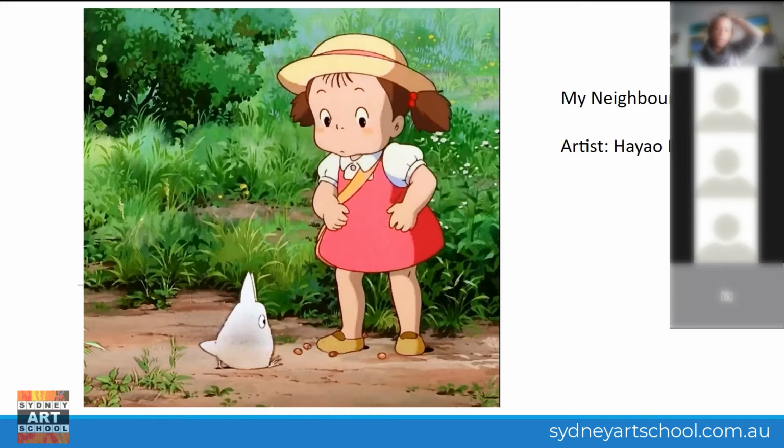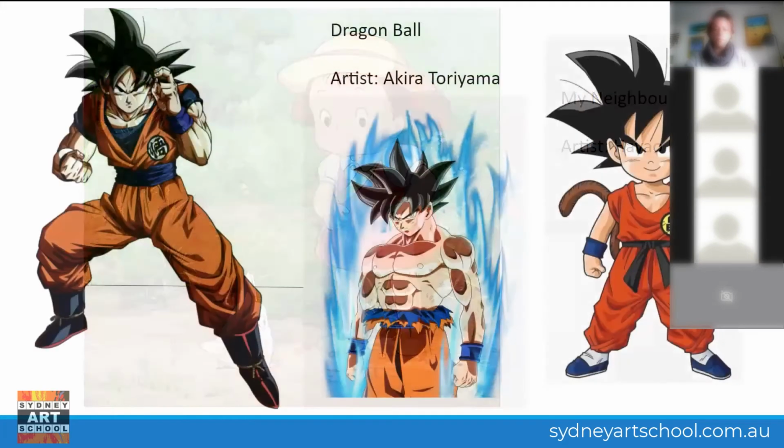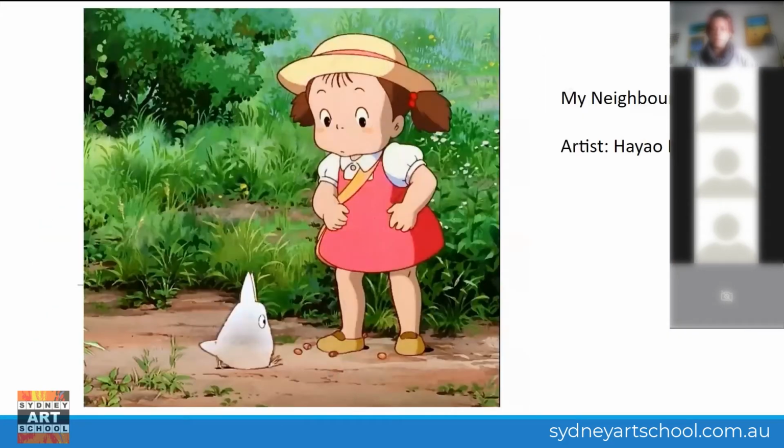So this example is May from My Neighbor Totoro. And you can see that the character design, particularly of her face, is very, very particular. She has a big forehead and a small chin and a small mouth, but her nose is quite far up her face. So there's a real sense of individualism to this character.